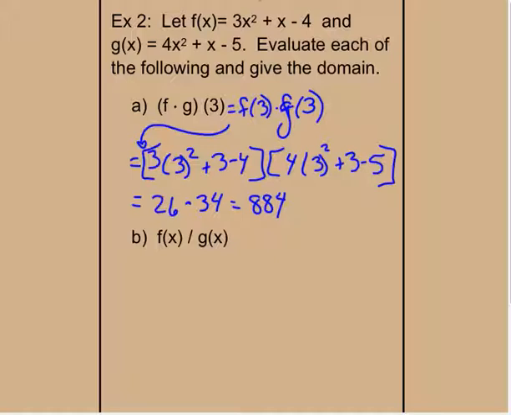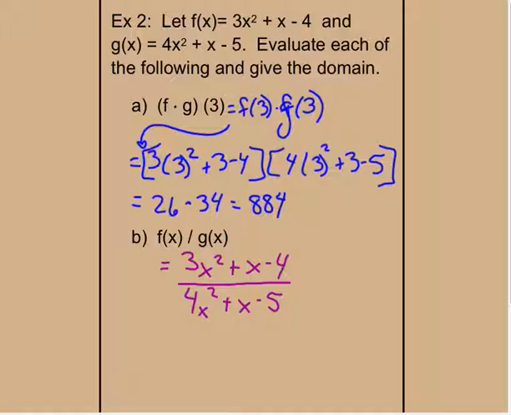The second one, we are dividing our functions. So we start with the domain for A we don't have to worry about because we evaluated it at a number. So we'll look at the domain once we divide them. So for f of x, we've got 3x squared plus x minus 4 all over g of x is 4x squared plus x minus 5.